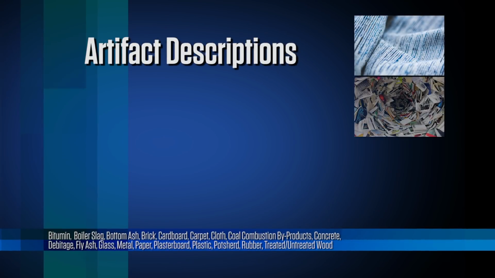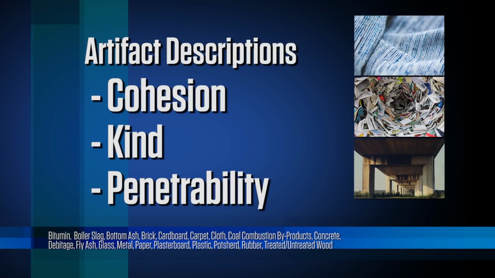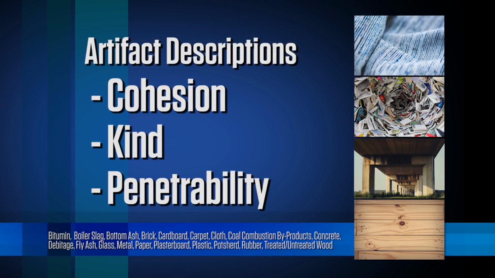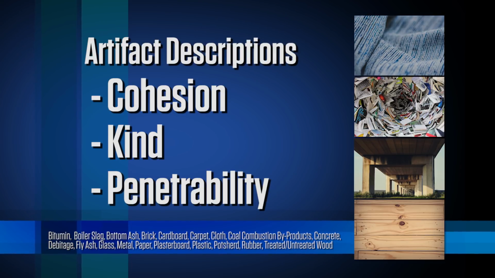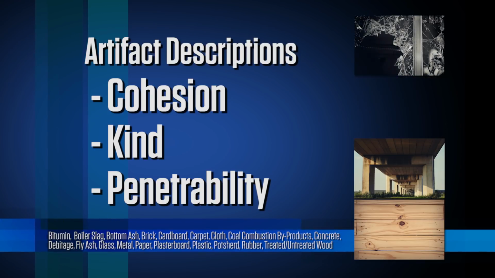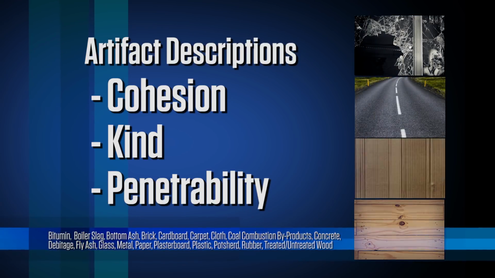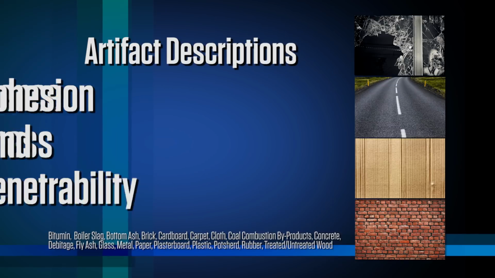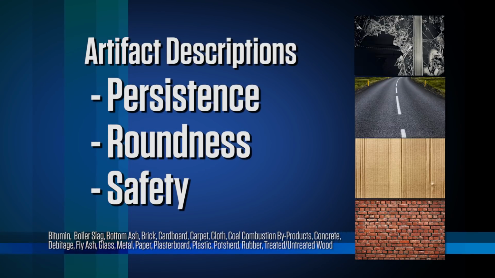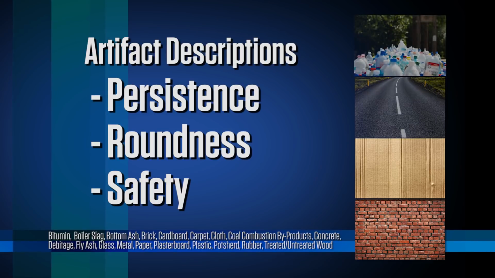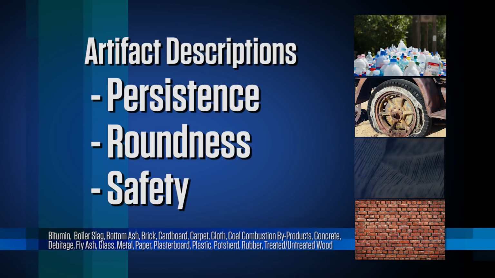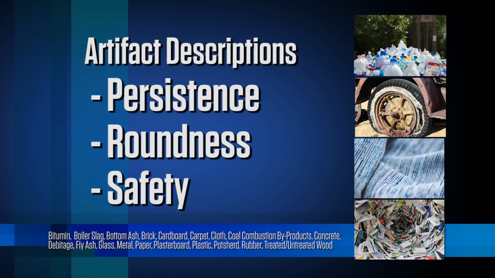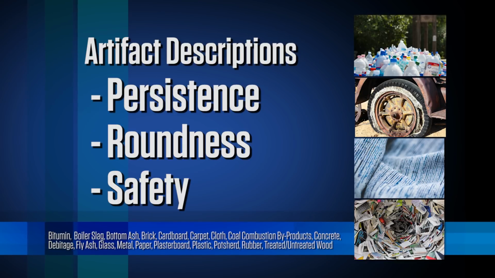There are some differences to note when describing artifacts. Be sure to describe by cohesion, or the relative ability of the artifact to remain intact after significant disturbance; kind or type of object; penetrability, the relative ease with which roots can penetrate the artifact and potentially extract any stored moisture, nutrients, or toxic elements; persistence, the relative ability of solid artifacts to withstand weathering and decay over time; roundness, the sharpness of edges and corners of objects; and safety, the degree of risk to humans from contact with soils that contain artifacts.